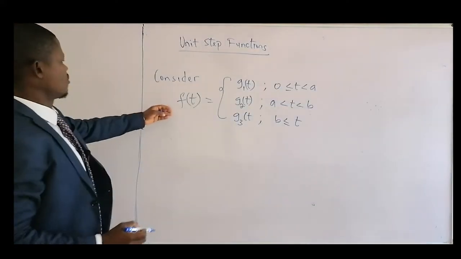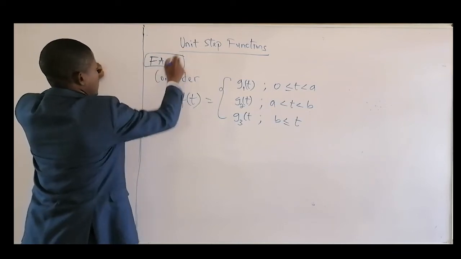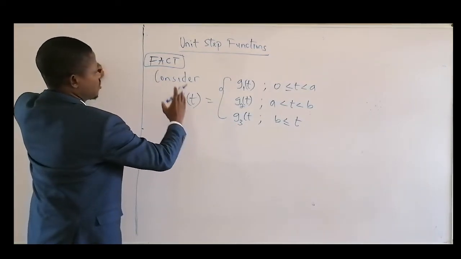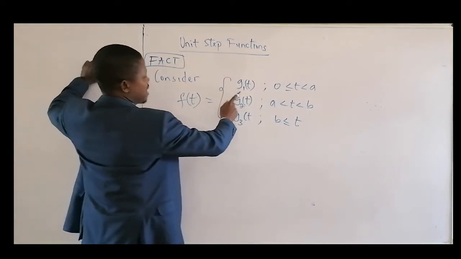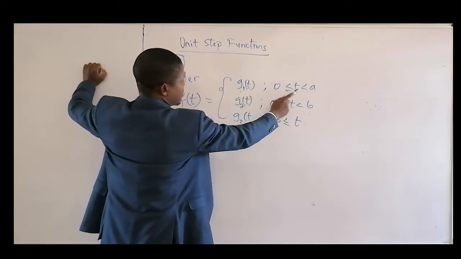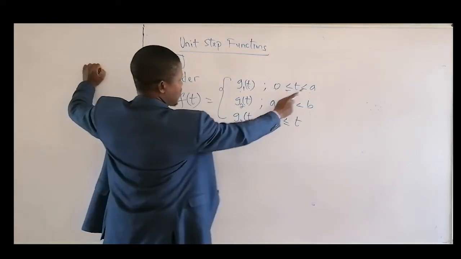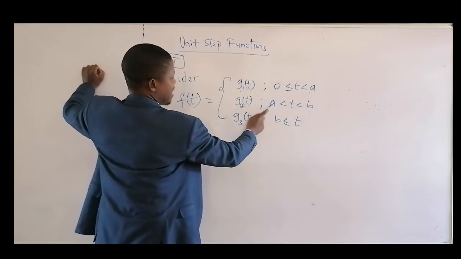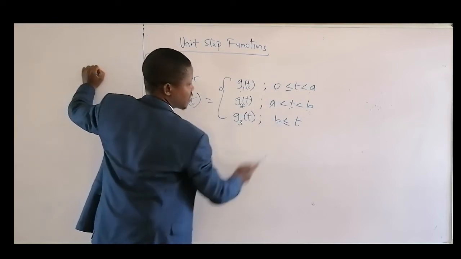Look at what we have here. Consider this, this is another fact we should note. Consider f of t as this, and we want to see what f of t is going to be. g1 as a function of t is for t from 0 up to less than a. The second one starts where this one stops, for a less than or equal to t less than b. And lastly, for g3, we have b less than or equal to t.